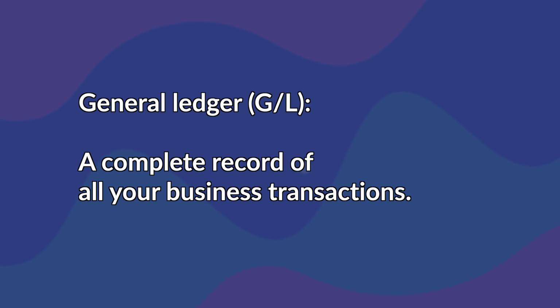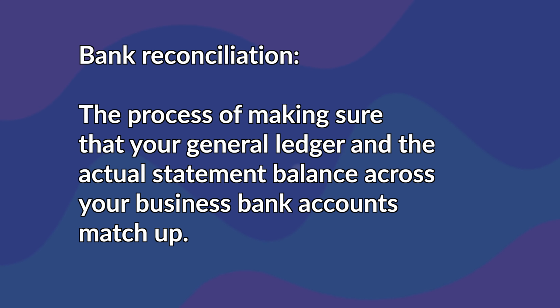Your general ledger, or GL for short, is a complete record of all your business transactions. Chances are, if you use accounting software already, this is generated automatically for you as you input transactions. You need to regularly, often monthly, make sure that your general ledger and the actual statement balance across your business bank accounts match up. This is the process of bank reconciliation.